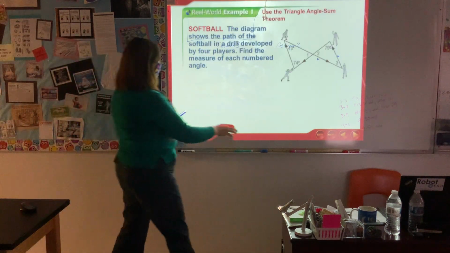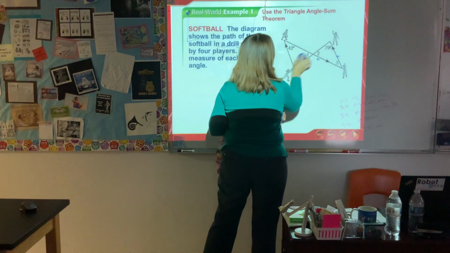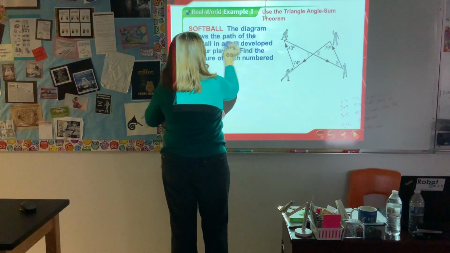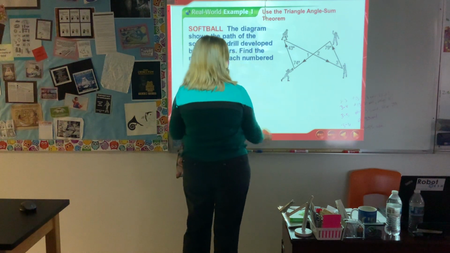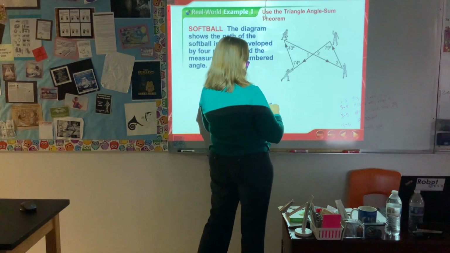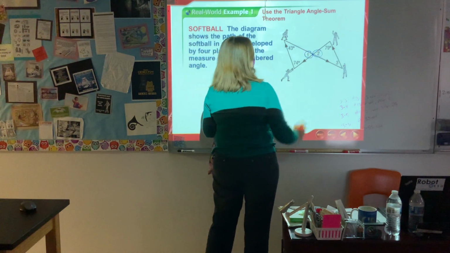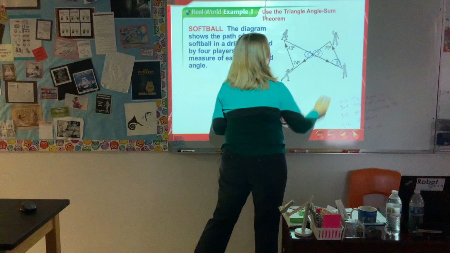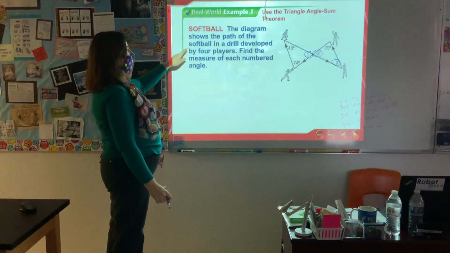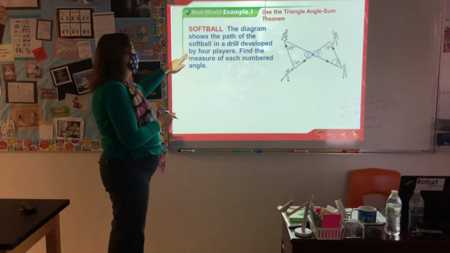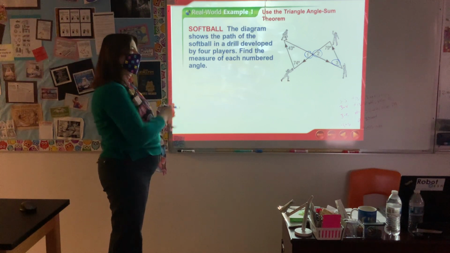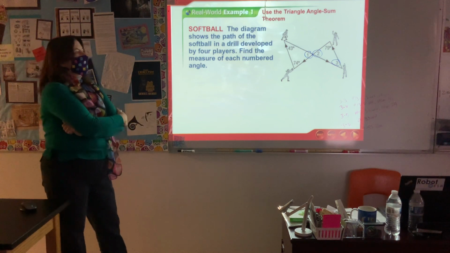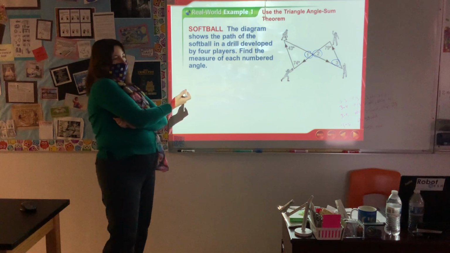Okay, so let's take a look at this with the information that we are given so far. Here we have an example with two different triangles and two unknown measures of angles in the center, and actually a third one out here. It says the diagram shows the path of a softball in a drill developed by 4 players. Find the measure of each numbered angle. So where would you begin? Would you start with the triangle on the left or the triangle on the right?